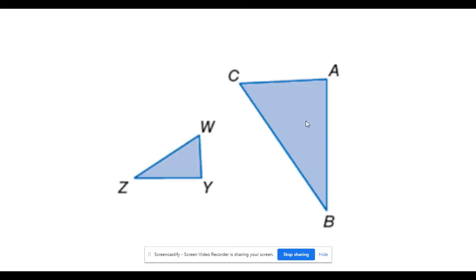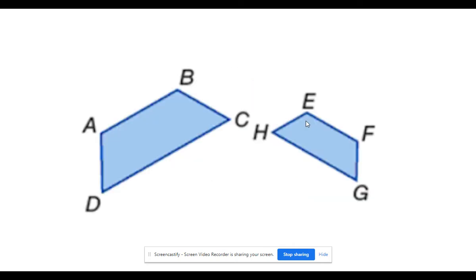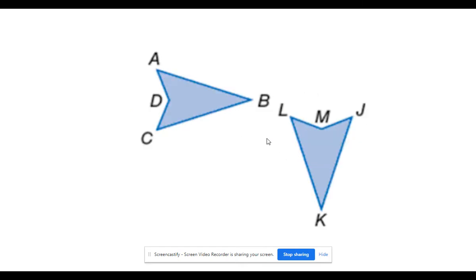Are these congruent? No, they're two completely different sizes. That's it. What about these? Nope. Again, two completely different sizes. These, yes, they are congruent. And what would I do to transform them?